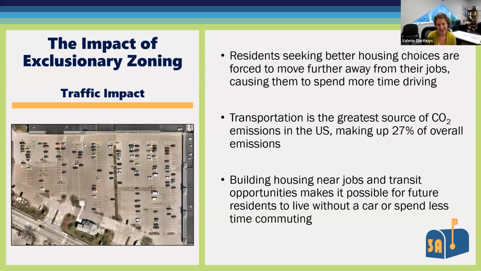So residents are needing to live further away from their jobs when they lack housing choice, which causes them to spend more time in their cars. So if we build housing near jobs and transit opportunities, that'll make it possible for future residents to live without a car, but also maybe just to spend less time commuting.